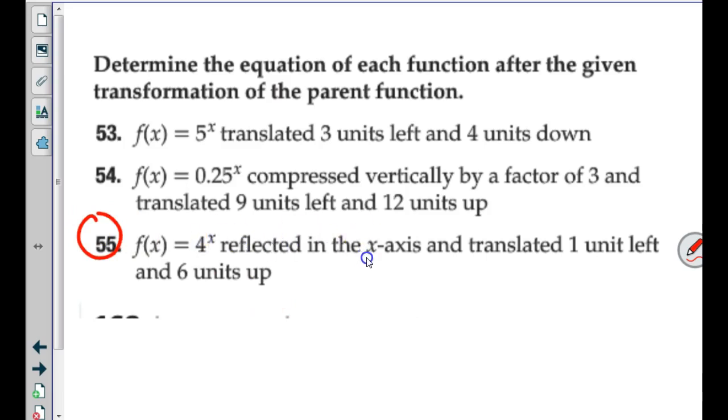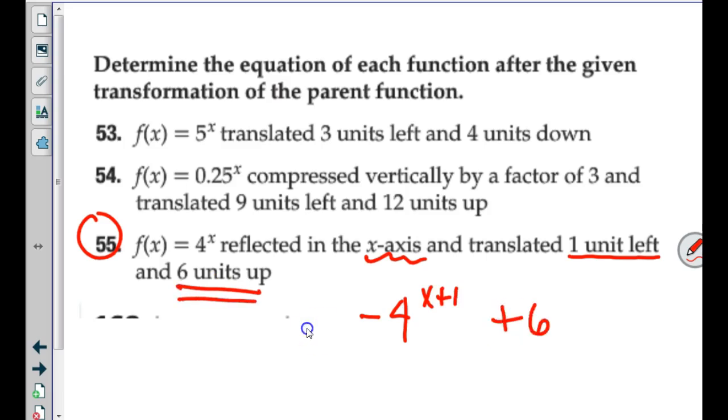4 to the x is reflected in the x-axis. What would that do? X-axis. Yes, you're absolutely right. A negative in front. Okay. And then 1 to the left. Good job. And 6 up. All right. So we did a few homework questions together.